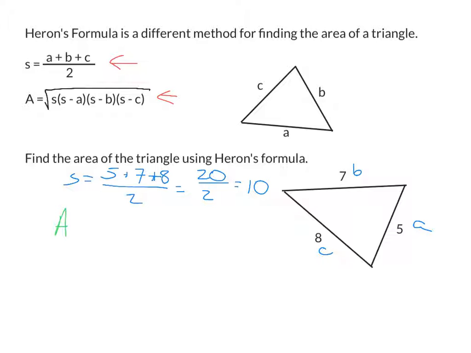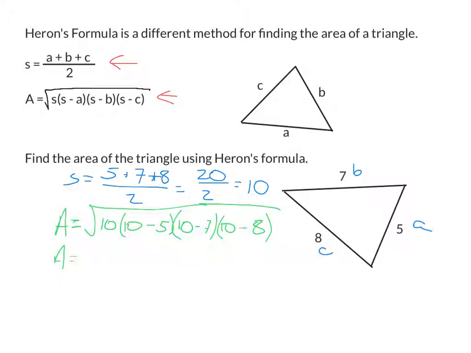So now I'm set up to do the area. And it's the big square root of, well, we take S, which is 10, times S, which is 10, minus A, which is 5, times S, which is 10, minus B, which is 7, times S, which is 10, minus C, which is 8. And so just doing our work here, we have the square root of 10 times 5 times 3 times 2.